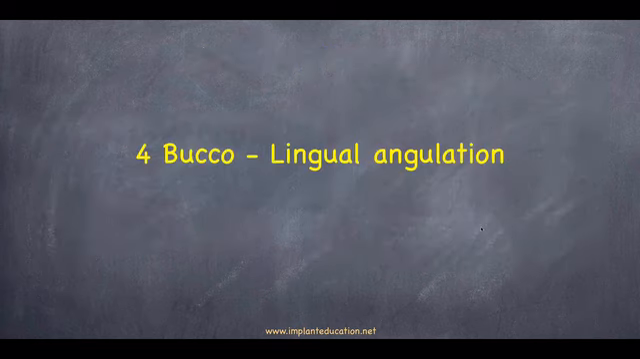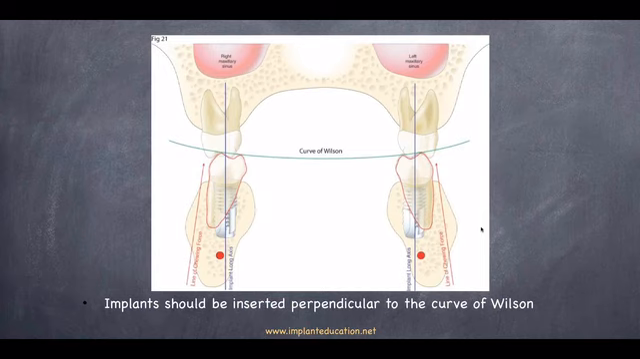The fourth question we have is buccal-lingual angulation. Natural teeth are perpendicular to the curve of Wilson. As you can see here, this green line is passing through the buccal and lingual cusps on both sides, and teeth are tilted to be perpendicular to the curve of Wilson. The apices of those teeth, we said they are tilted distally to be perpendicular to the curve of Spee, and they are tilted also buccally slightly in order to be perpendicular to the curve of Wilson.